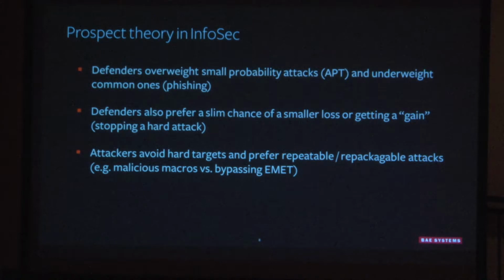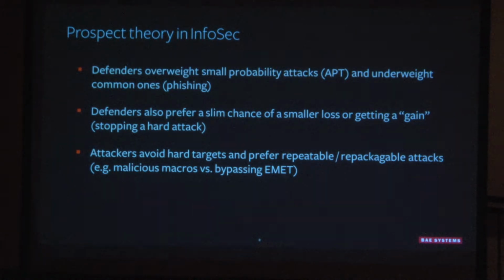So my theory is that defenders overrate small probability attacks like the advanced or APT attacks and underweight common ones like phishing. I think everybody here knows phishing is still absolutely a scourge of enterprise information security, and people don't really focus on that as much.